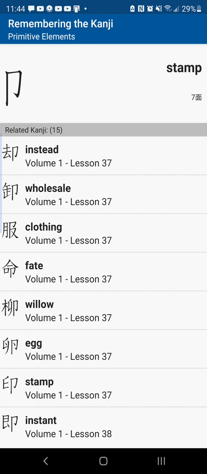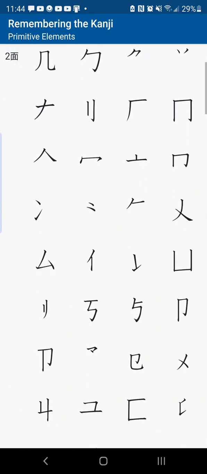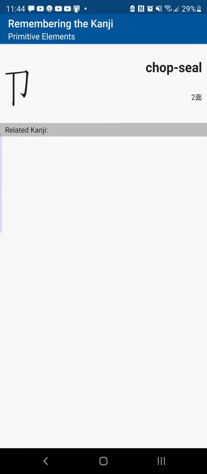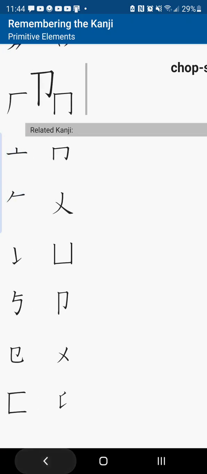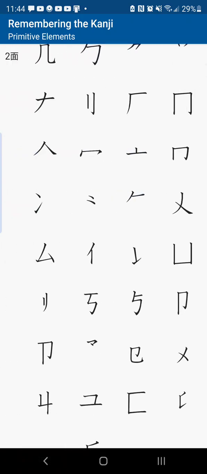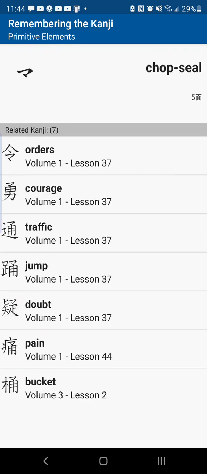Stamp. It looks like there's a bit that you could hold at the base. Maybe you stamp that down into something. Chop seal. Okay. Looks like an extended stamp. I guess seal would also make it stamp-like. Chop seal again. I don't know what that means in English. But maybe a little squiggly seal like the entity, the Dark Squillium fella that shows up in Spirited Away.